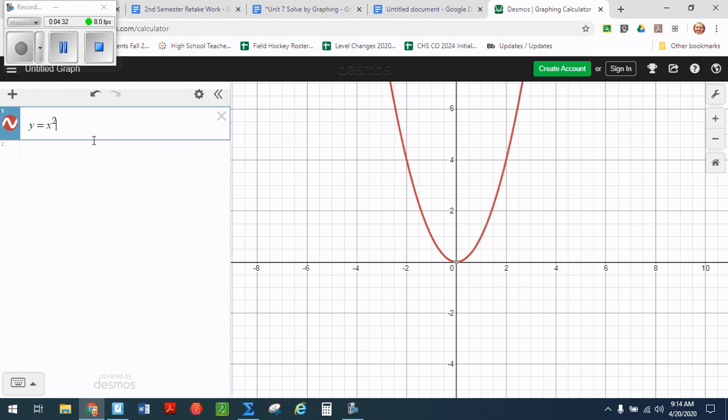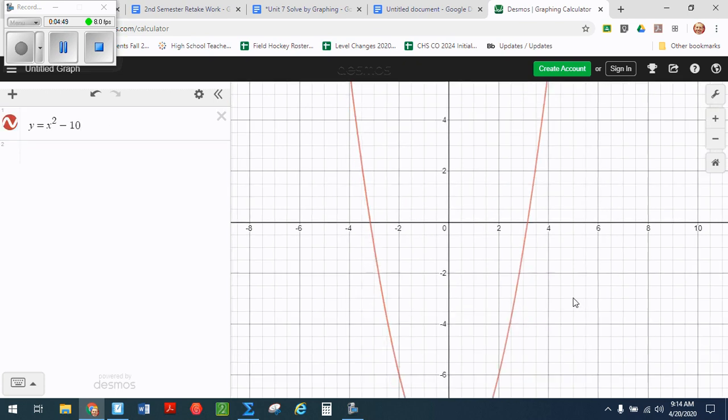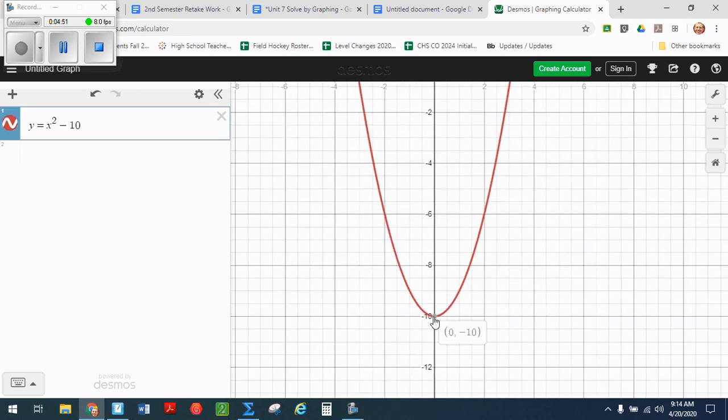So back to my parent function. If I want to shift my graph down, like if I want to go down to -2, I subtract 2 from the graph, and there's my vertex, 0, -2. If I wanted to go all the way down to 10, I would do -10. Now I have to move my graph a little bit to see it. Now my vertex is all the way down at -10.